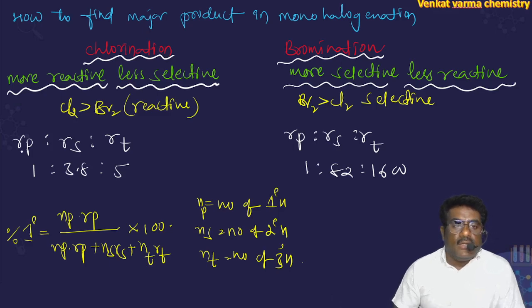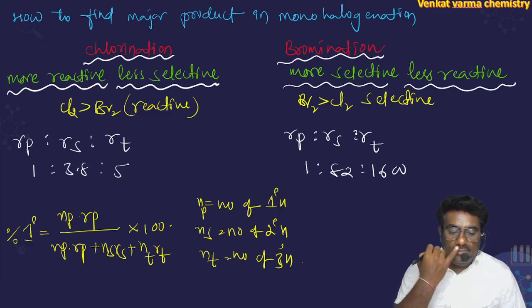The reactivity of primary, secondary, and tertiary hydrogens in chlorination is in the ratio 1 to 3.8 to 5. In bromination, the reactivity of primary, secondary, and tertiary is 1 to 82 to 1600.